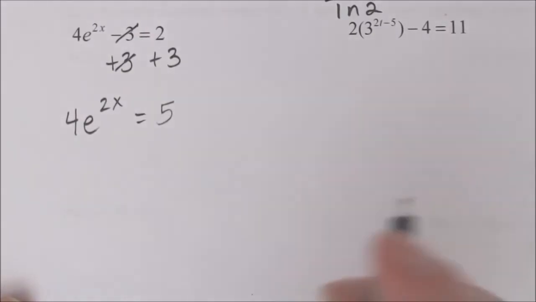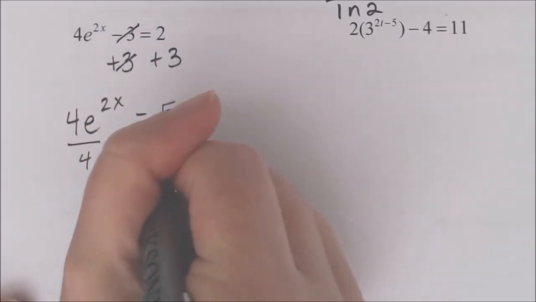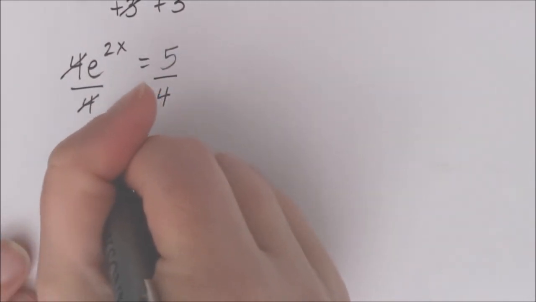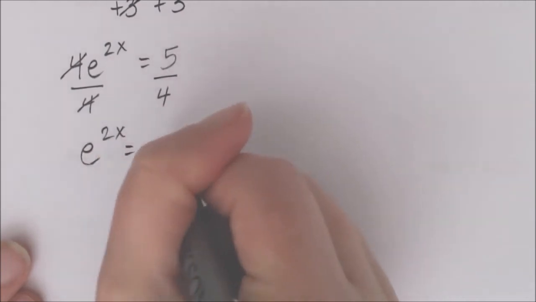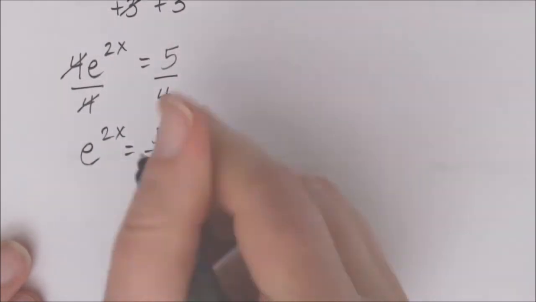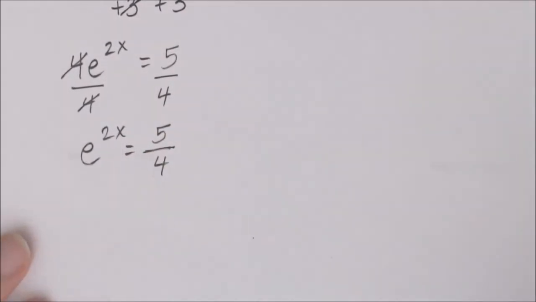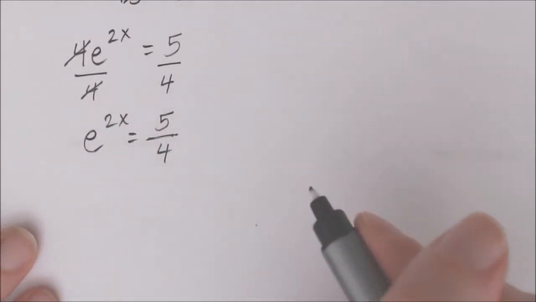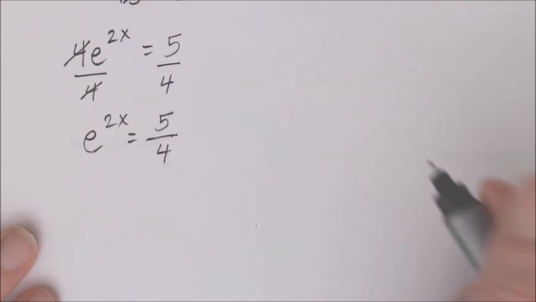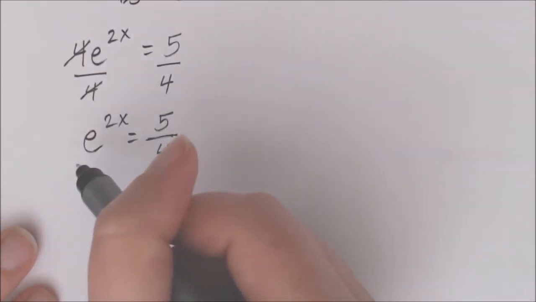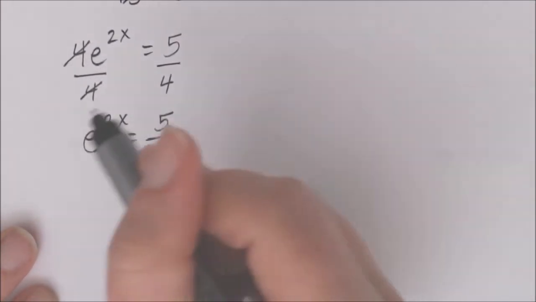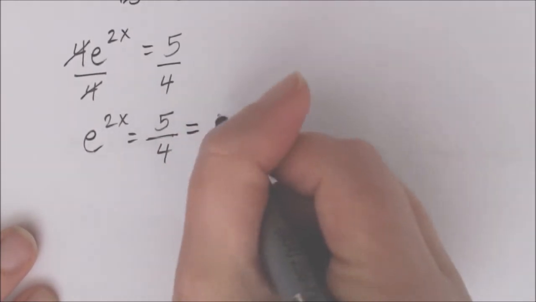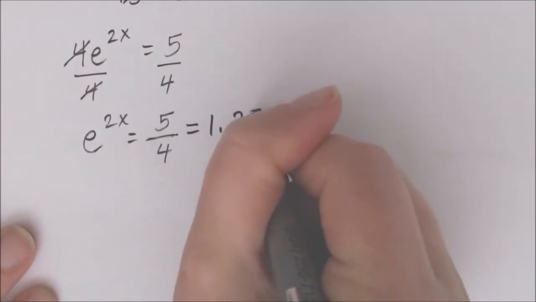And then I need to get the 4 out of the way. So I'm going to divide both sides by 4. Cross those out. So we have e to the 2x equals 5/4, and if you want to make that a decimal, just so you don't have to deal with the fraction, you certainly can. Obviously I can't write 5/4 as a power of e, so I'm going to have to switch this to logarithmic form. That's 1.25.